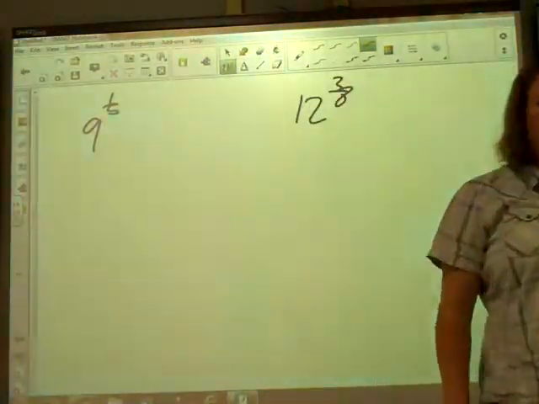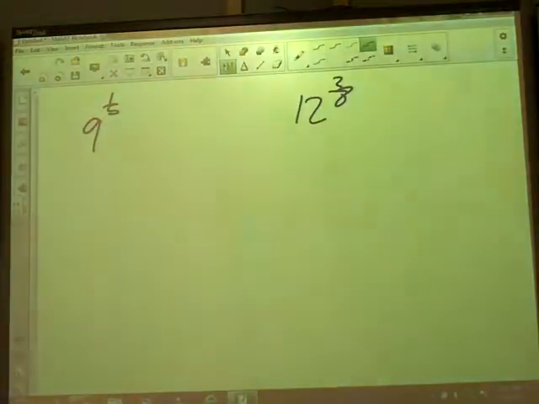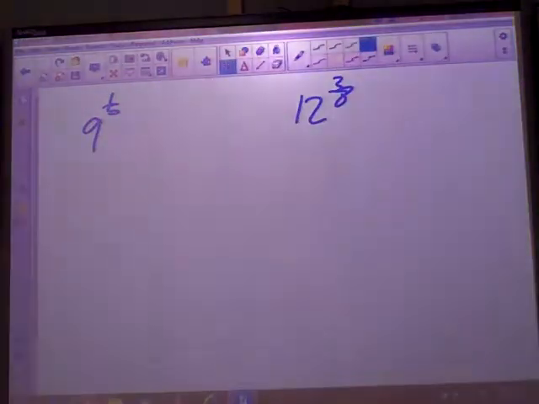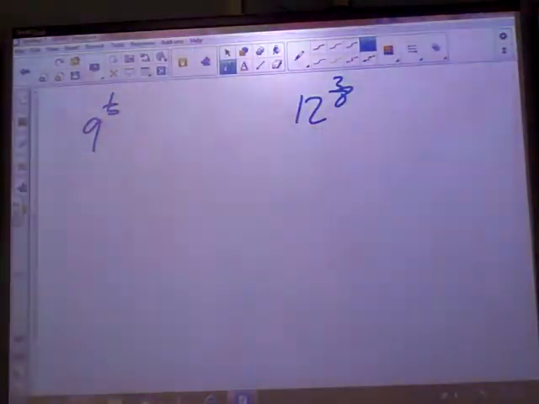Alright, do those two real quick. 9 to the 1/5, and 12 to the 3/8. Get those two done real quick, then we're going to look at something else. I got a decimal. I got 1.55184. We're right at a decimal too.